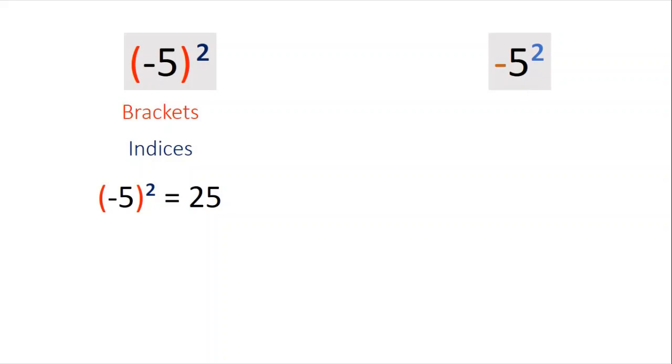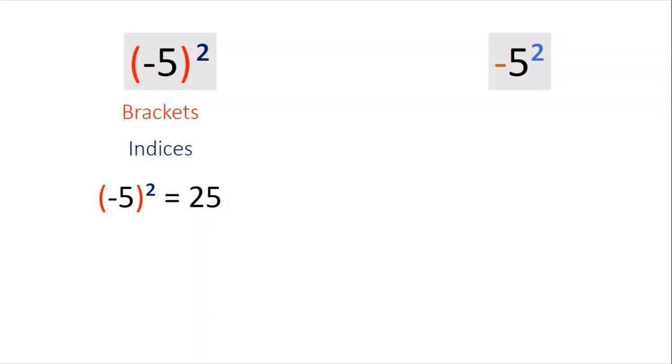What I'm then going to do is look at the second part, which is the indices, and the index in this case is squared, which means multiplying something by itself. So I'll assume that we know how to multiply a negative number by itself. If we don't, ask me. And (-5) squared is 25, because it's -5 times -5.